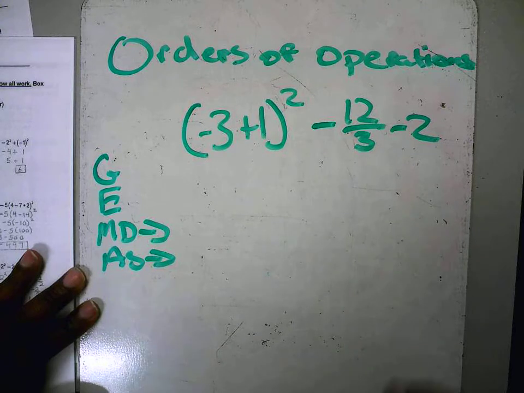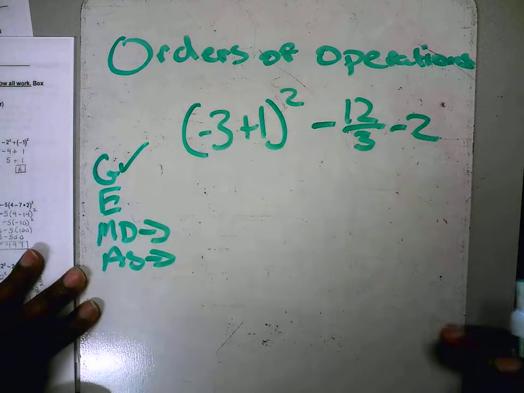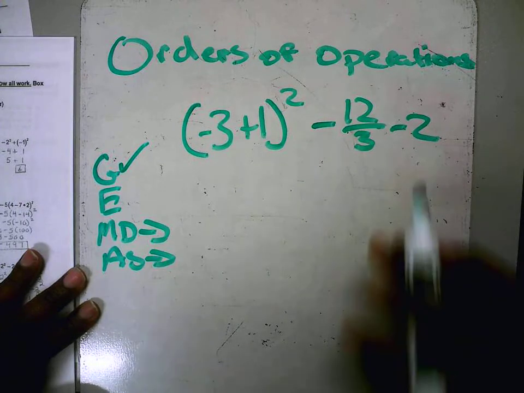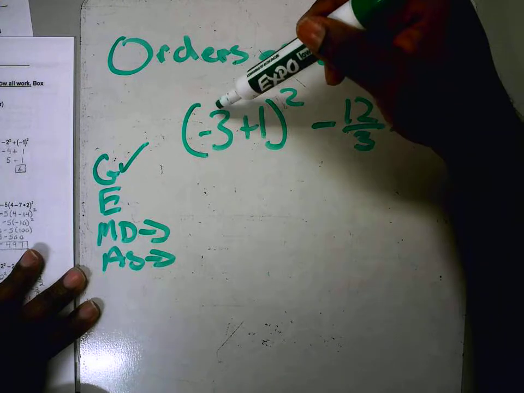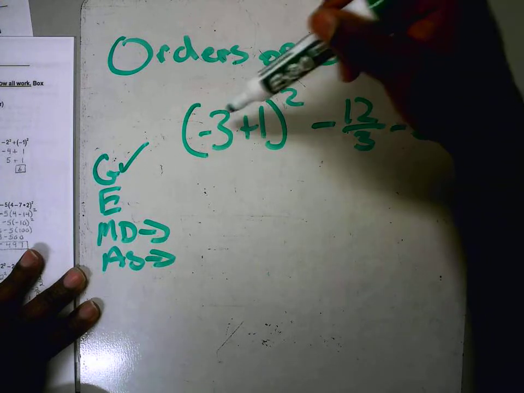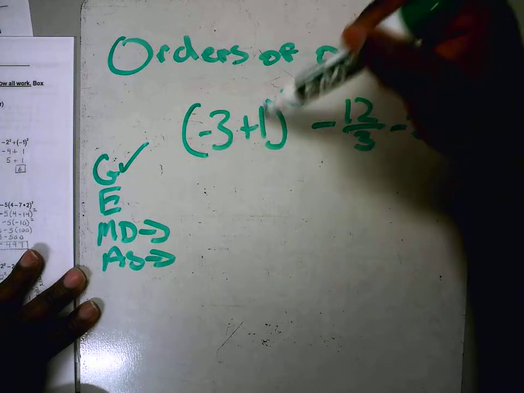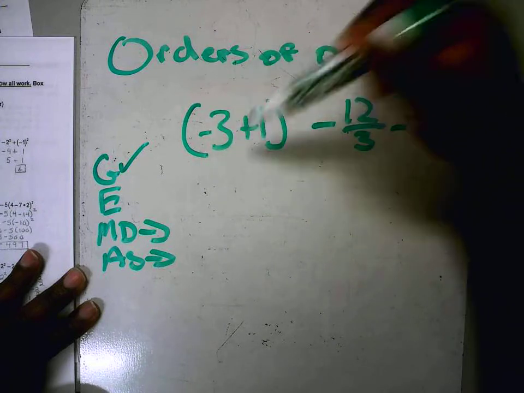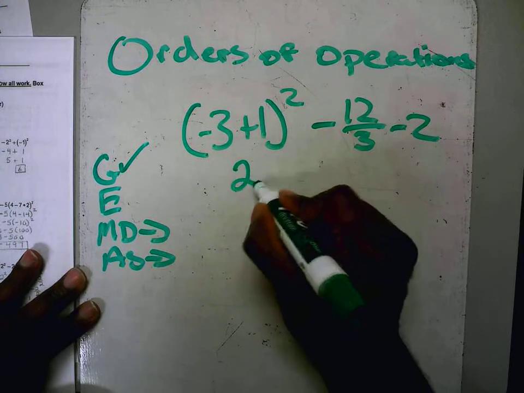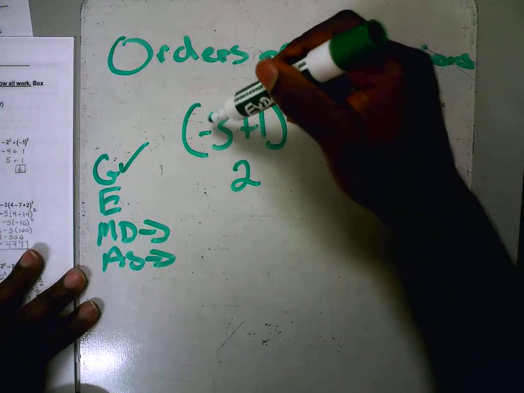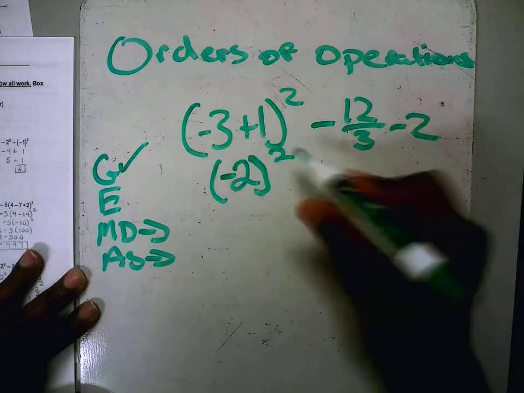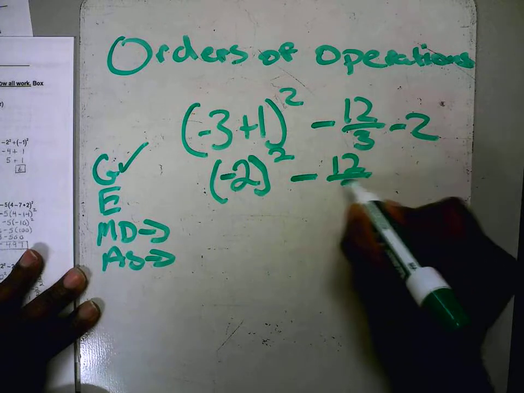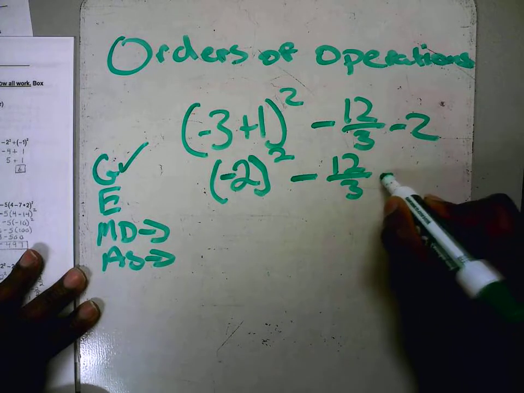Now, the first thing we're going to do is scan for groupings. Are there any groupings? Yes, there are. Do we have anything to simplify in the groupings? Yes, we do. We have -3 plus 1. Well, -3 plus 1, the signs are different, so I'm going to subtract. So that's going to be 2, but it's going to be a -2 because I always take the sign of the bigger number. So that's (-2) squared minus 12 divided by 3 minus 2.